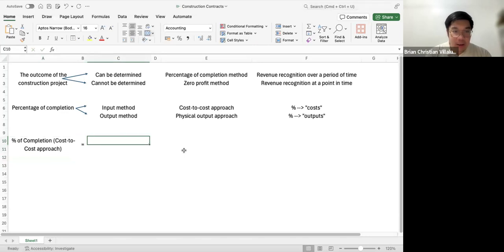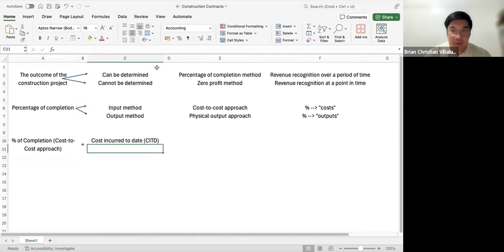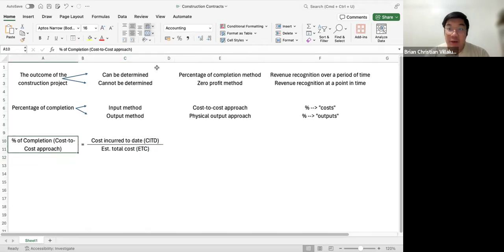So ano ang magiging formula natin dito, class? That will be equal to cost incurred to date or CITD divided by estimated total cost, or ETC. So, this is the first formula of our percentage of completion. Cost incurred to date divided by estimated total cost.